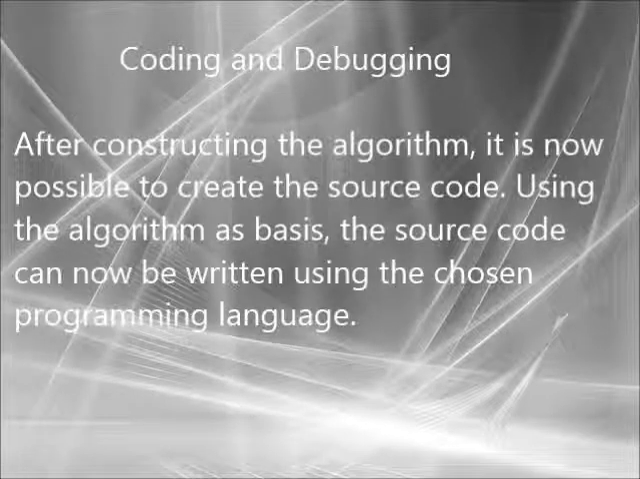Coding and debugging. After constructing the algorithm, it is now possible to create the source code. Using the algorithm as basis, the source code can now be written using the chosen programming language. Most of the time, the program isn't 100% working right away after the programmer has written it. The programmer has to add some fixes to the program in case of errors or bugs that occur in the program. This process is called debugging.